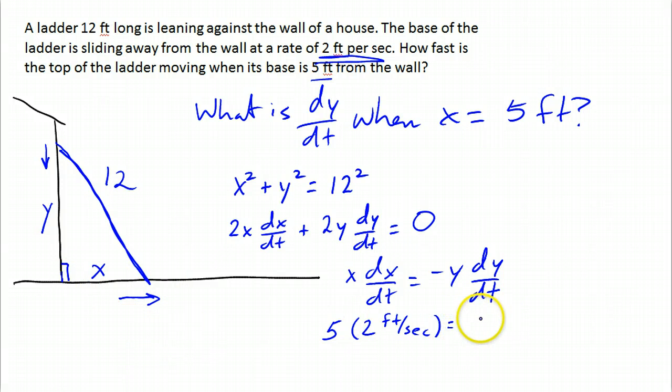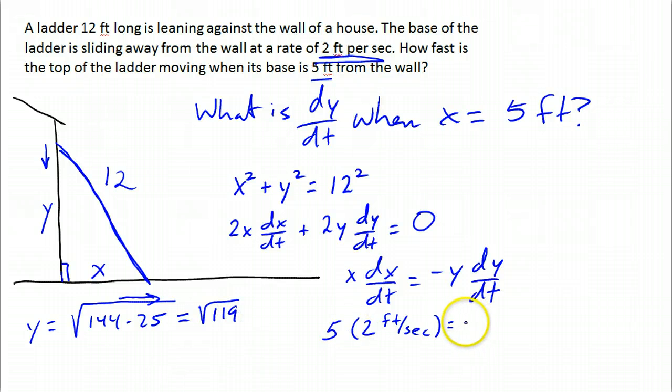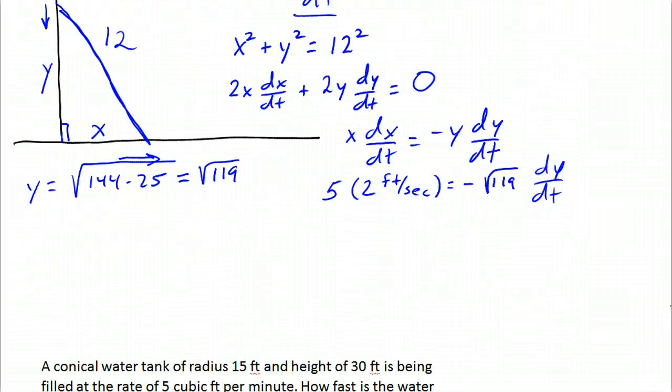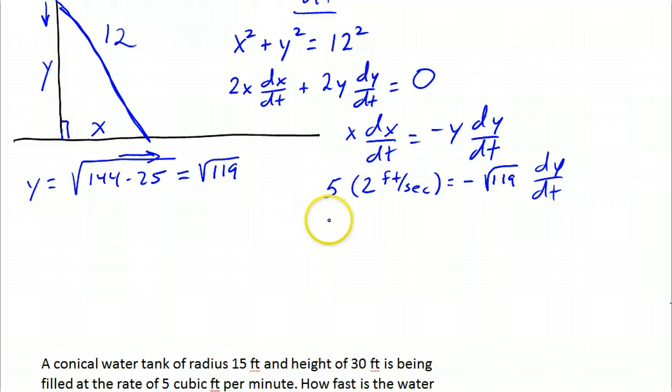Okay, now I don't know y. However, I can find it when x is 5 because y will equal the square root of 144 minus 25, which is the square root of 119. So I'm going to have negative root 119 dy/dt. And now I know everything except the piece I'm looking for, which is dy/dt. So let's solve for that. So I'm going to get 10 over negative root 119.